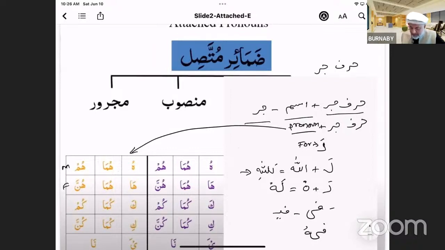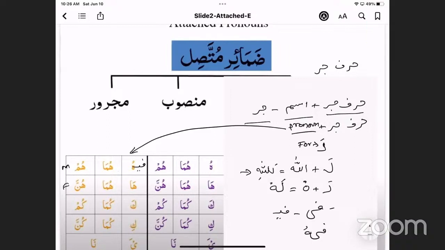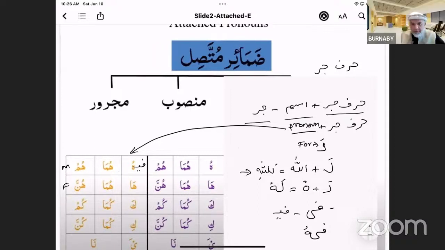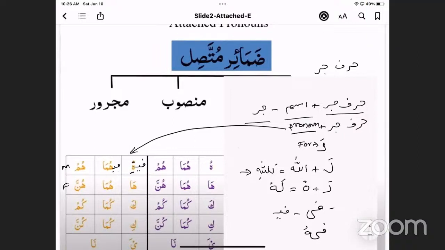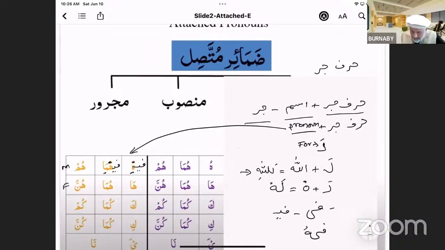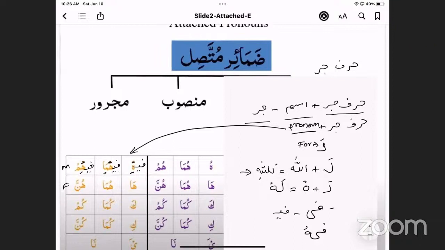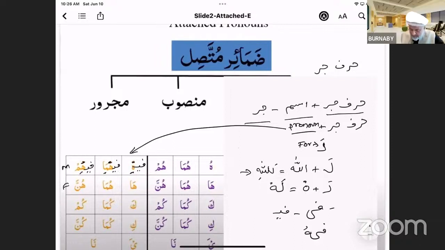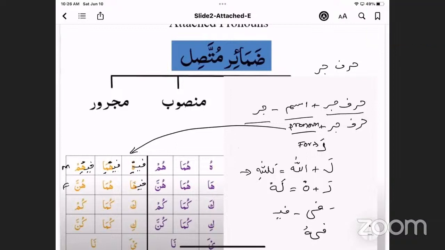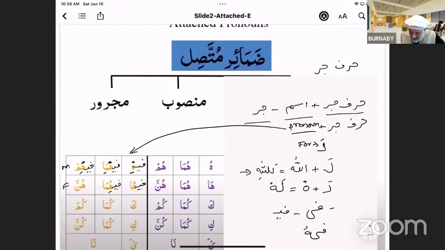So if you take it here, you're going to say fi hu, and then it says fi hu. Does it sound good? No. Because of the ya, this dhamma will become fi hi. Fi hi. Fihima, not fihuma. Okay. Fihim. Got it? Fi ha. This is good. And fihima. And fihinna.